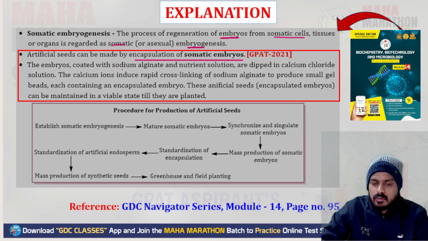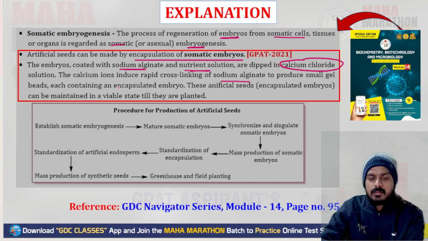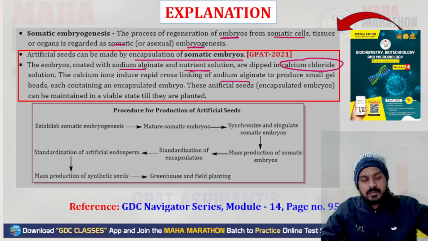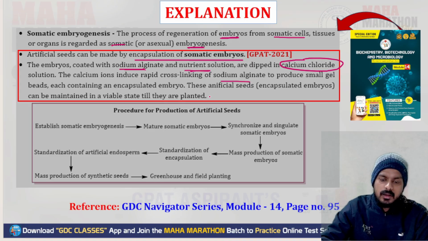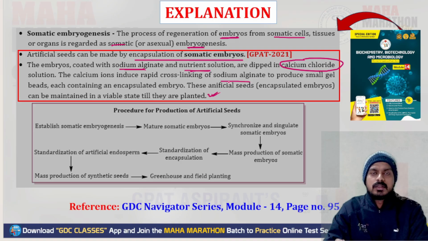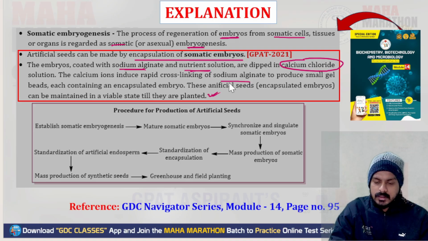The embryos coated with sodium alginate and nutrient solution are dropped into a calcium chloride solution, and the calcium ions rapidly cross-link the sodium alginate to produce small gel beads containing encapsulated embryos. Then artificial seed like encapsulated embryo can be formed. We have already discussed this. So somatic embryogenesis and immobilization technique is basically used to synthesize artificial seeds.